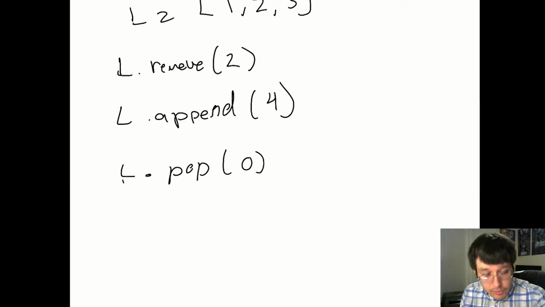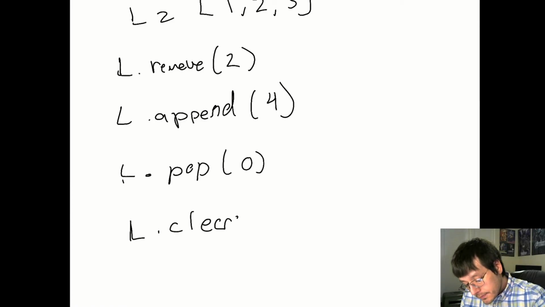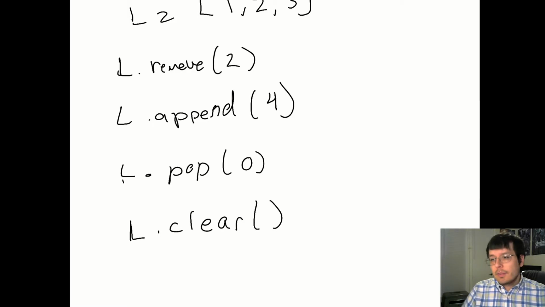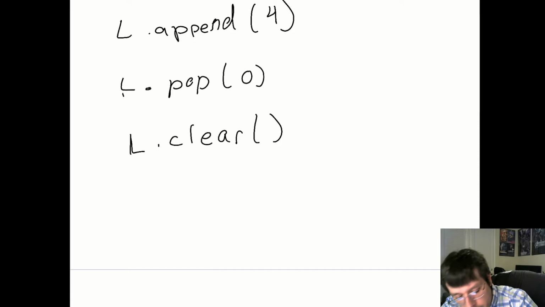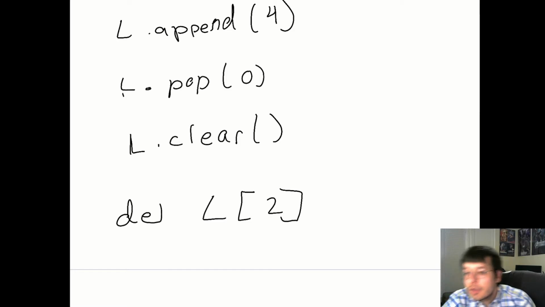There's also clear. So for example, if I do l.clear, that will empty the list, basically. Just delete everything from the list. You can also use delete, which would just kill the list entirely. There's some probably garbage collection. You can also remove items from a list with delete. So I would discourage you from doing this. I don't like the syntax, but if you say delete l[2], it's going to delete the third item off the list, okay? So you can do it that way. But again, I discourage you from doing it that way, okay?